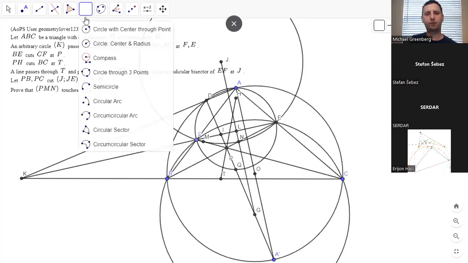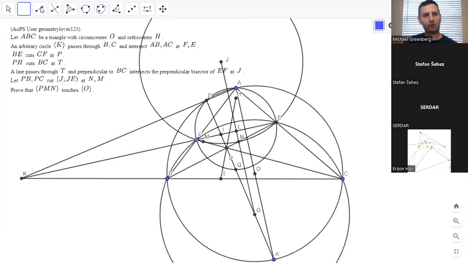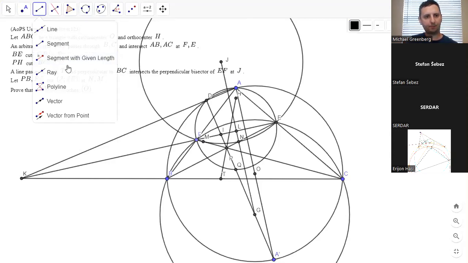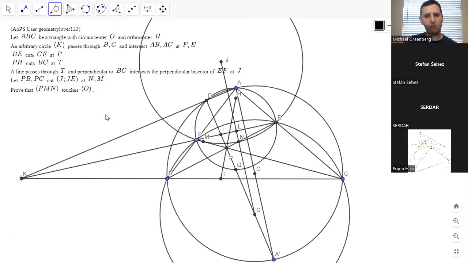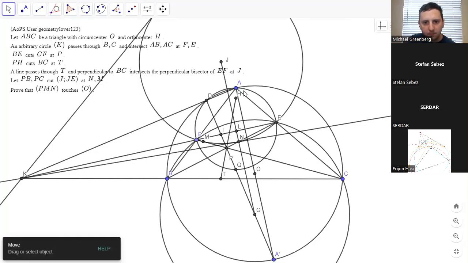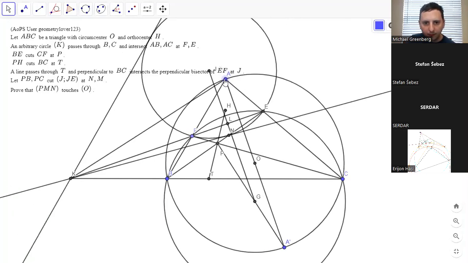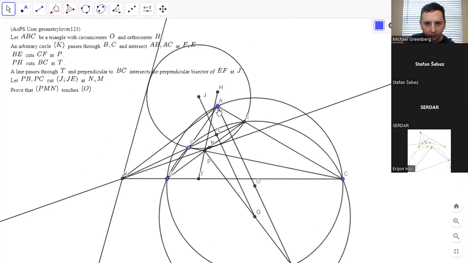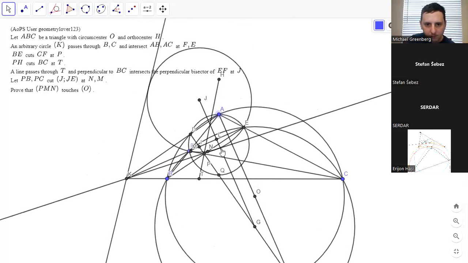Wonder if KN is tangent. Well, no, by symmetry. Actually, I wonder if KN is tangent? No, it doesn't look like it. But maybe it passes through this point. No. Okay.